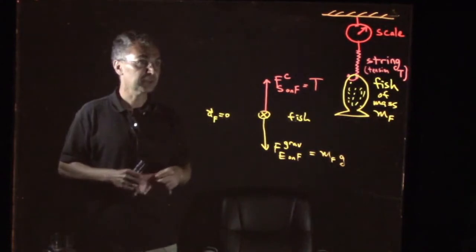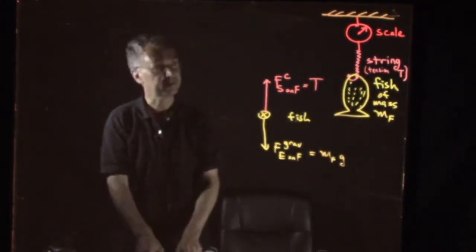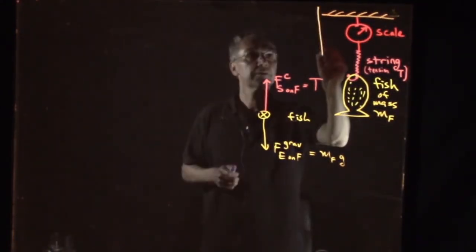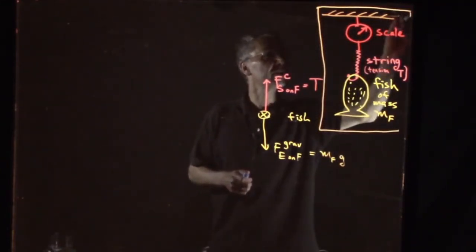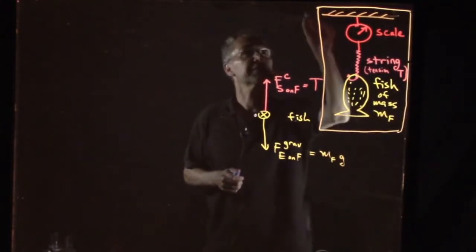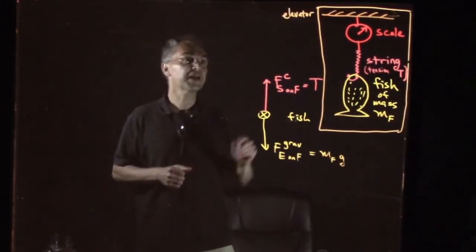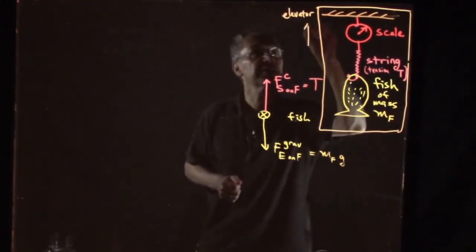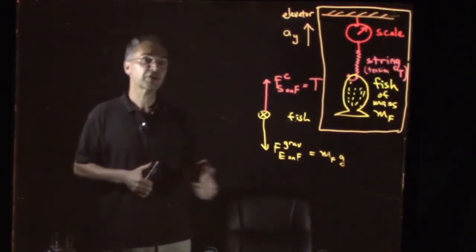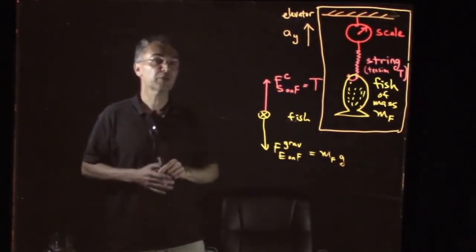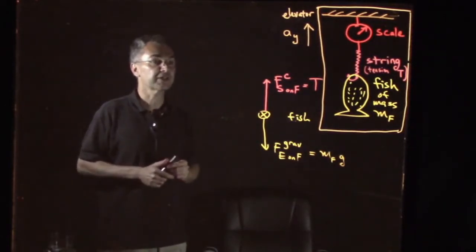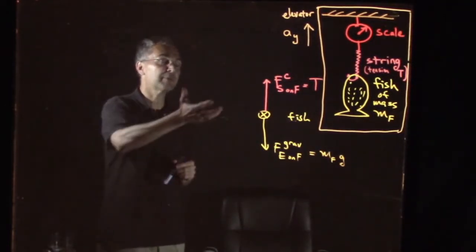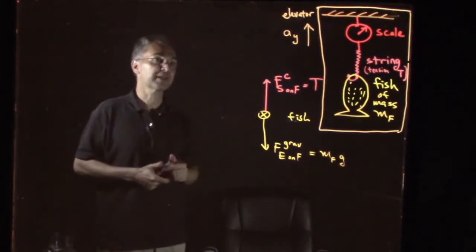Now, let's do something a little trickier. Let's put the whole thing in an elevator. Here is my elevator, and this is the ceiling of the elevator. So everything is inside an elevator. Let's say the elevator has some upward acceleration, a sub y. If the elevator is accelerating upward, then a sub y is positive, and if it is accelerating downward, then a sub y is negative. So we'll just take a sub y to be positive, and if we want it to accelerate downward, we'll just plug in a negative value.